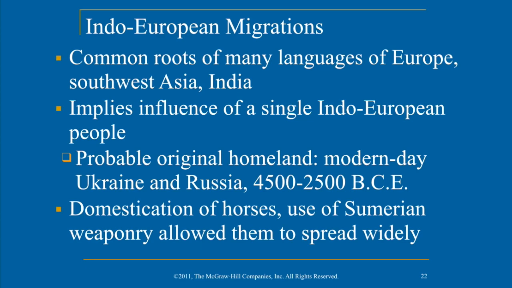Their probable original homeland would be known as modern-day Ukraine/Russia, 4500 to 2500 BCE. They were able to domesticate horses. If you think about it, horses were kind of just wild animals. Just like wolves eventually become dogs, the wild horse eventually is domesticated to be used as a farm animal or an animal of war, basically an animal of transport.